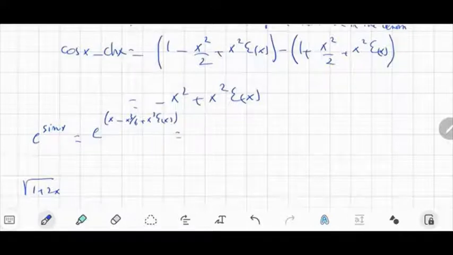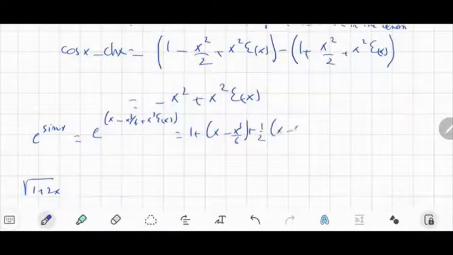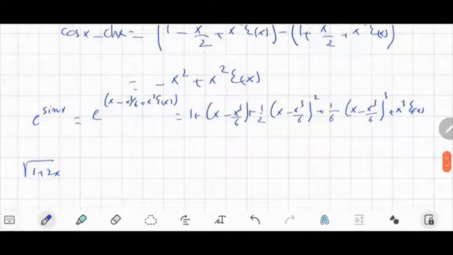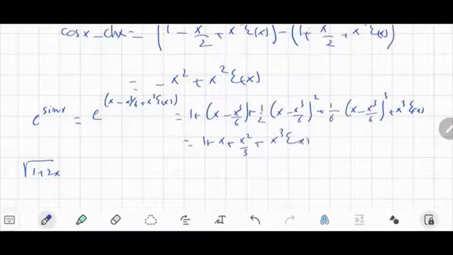So the exponential will be equal to 1 plus x minus x3 over 6 plus half of x minus x3 over 6 to the power 2 plus 1 over 6 times x minus x3 over 6 to the power 3 plus x3 epsilon of x. If we make the calculation, it will be 1 plus x, and then plus x2 over 2, the x3 will disappear, so we have x3 epsilon of x.